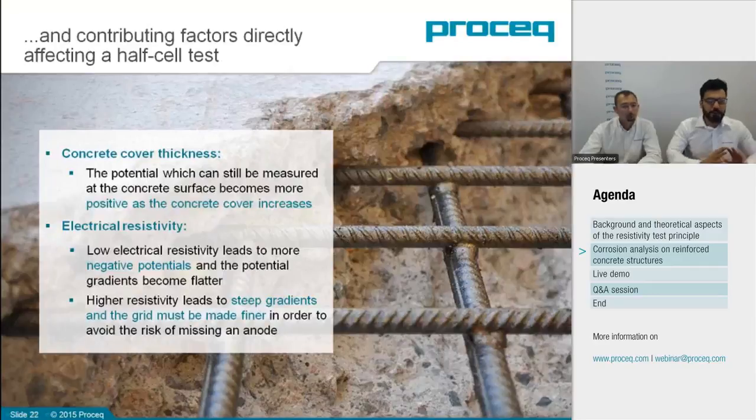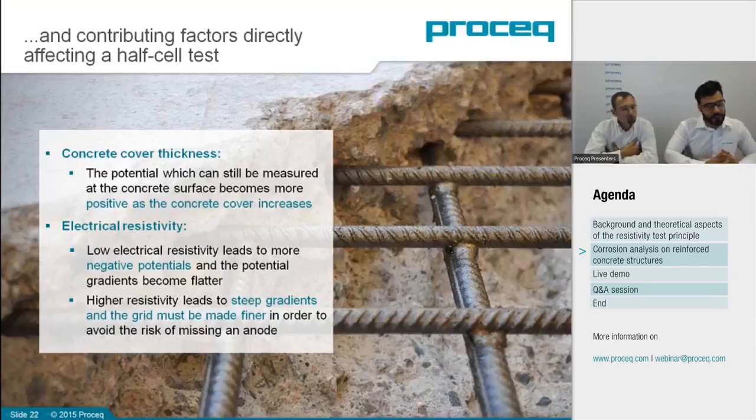Now, obviously, like any other test principle, there are contributing factors that affect half cell potential. Obviously, one of the most important factors is the concrete cover thickness. Basically, the potential which can still be measured at the concrete surface becomes far more positive as the concrete cover increases.